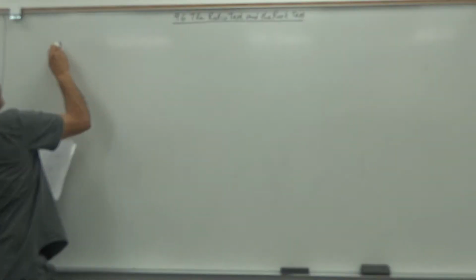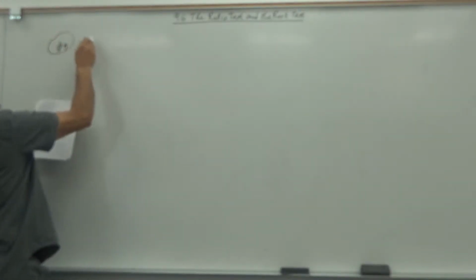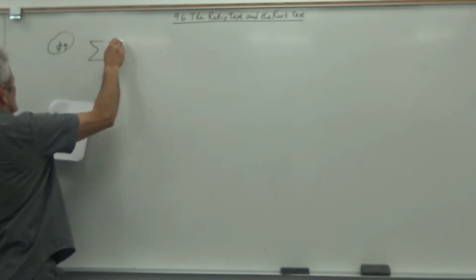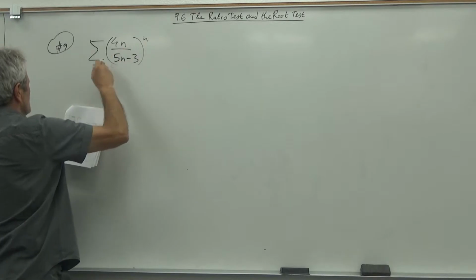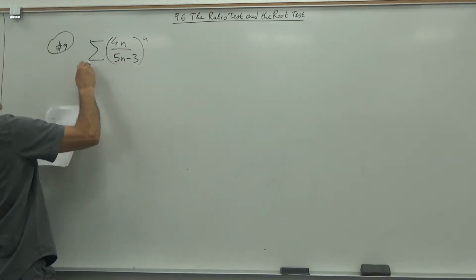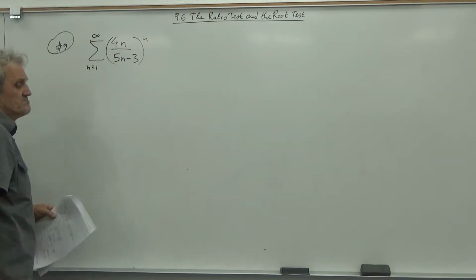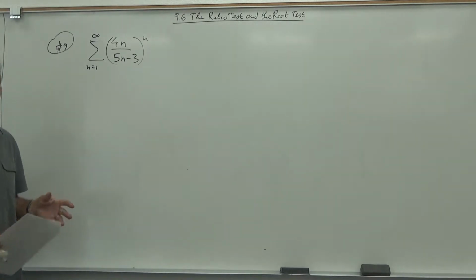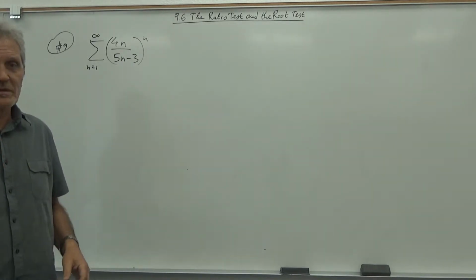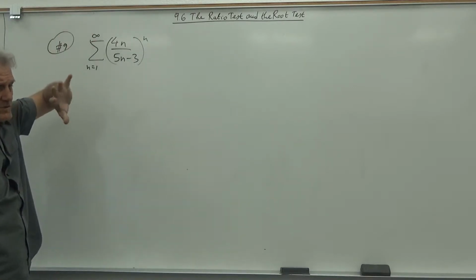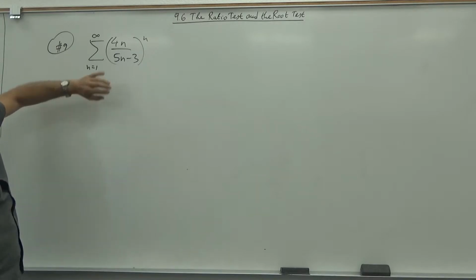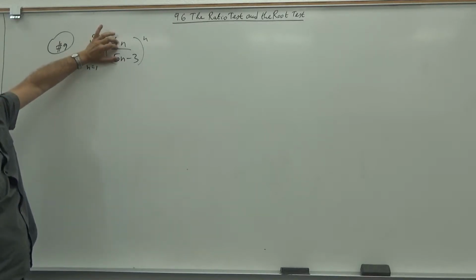Number 9, we will discuss the sum of (4n/(5n−3))^n, n going from 1 to infinity. Again, I like always to estimate what's happening before I run into algebra and all that. I'm not saying that this is correct, but just for my intuition, this behaves like 4/5.